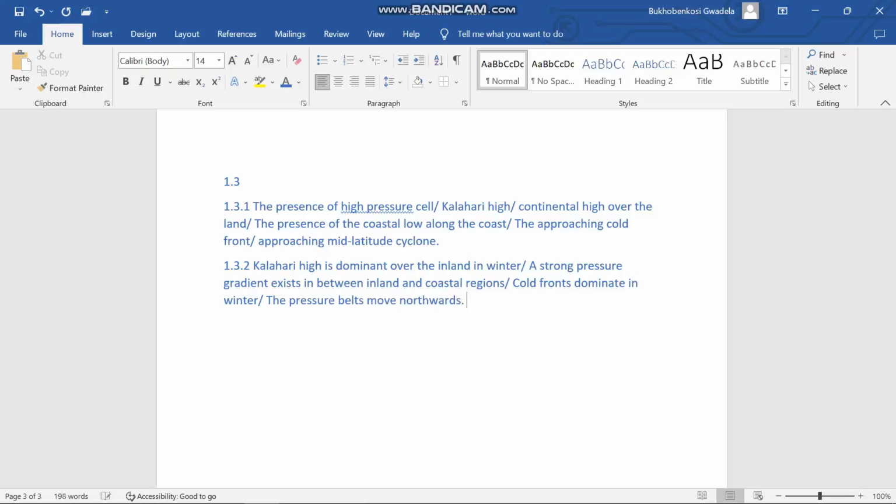So the most relevant one, the one you must use, is that the Kalahari High is dominant over the inland in winter. Or you can say the pressure belts move northwards. That's number 2. Number 3, cold fronts dominate in winter. Number 4, a strong pressure gradient exists between inland and coastal regions. So the most desirable and effective answer here is that the Kalahari High is dominant over the inland in winter.